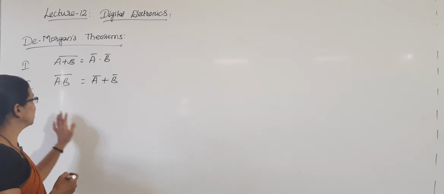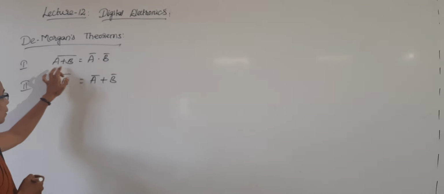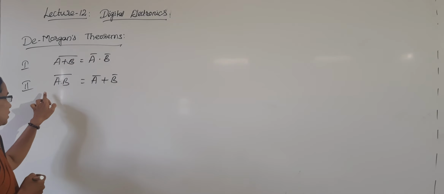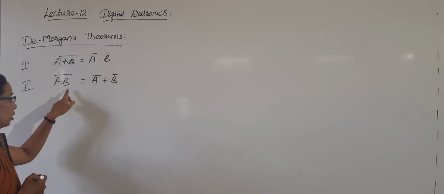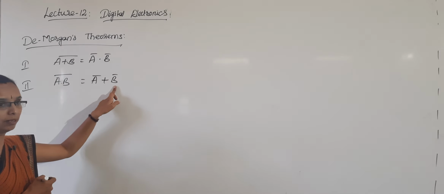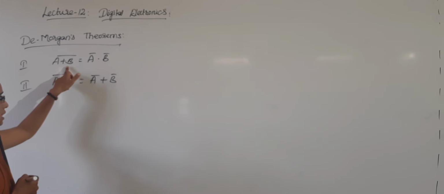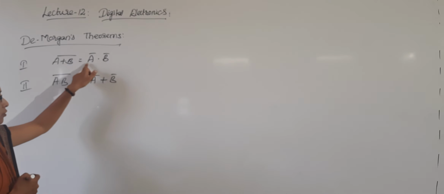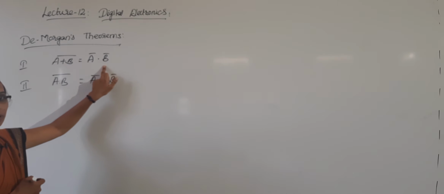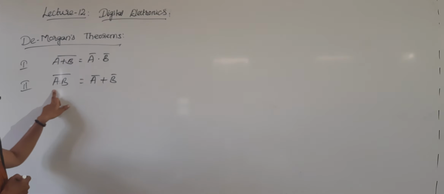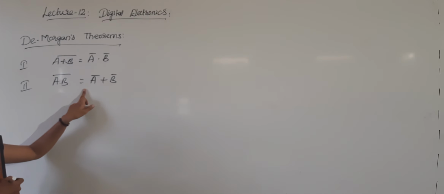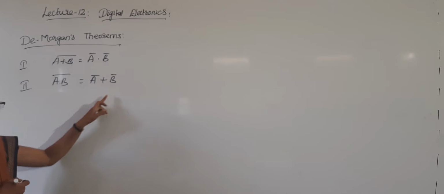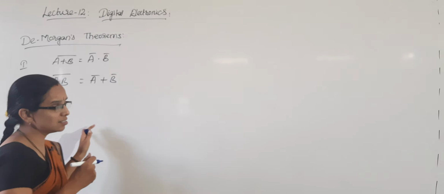De Morgan's first theorem tells us (a plus b) whole bar is equal to a bar dot b bar. The second theorem tells us (a dot b) whole bar is equal to a bar plus b bar. That is, the complement of the logical sum of variables is equal to the logical product of their complements. And the complement of the logical product of variables is equal to the logical sum of their complements. It will be proved in this syllabus.